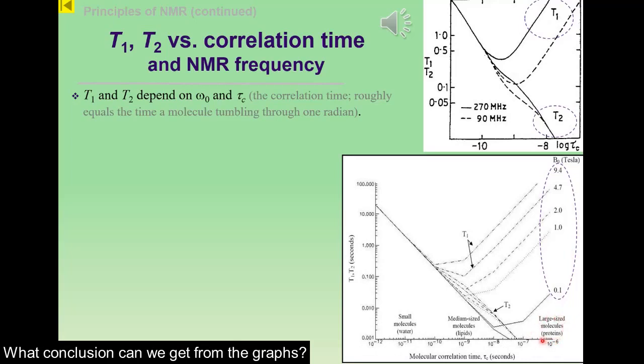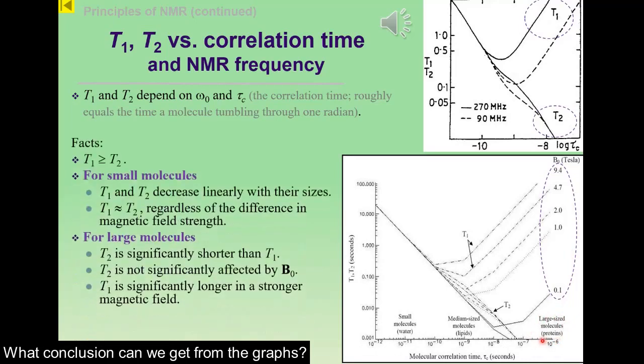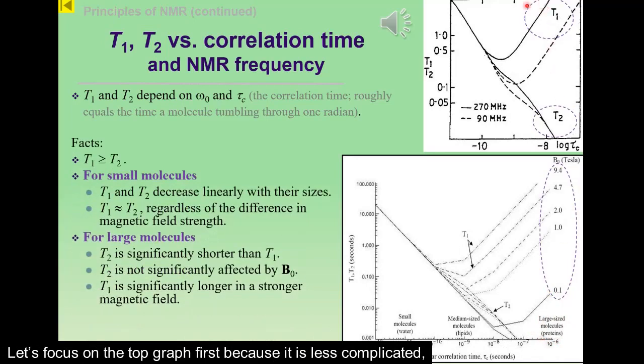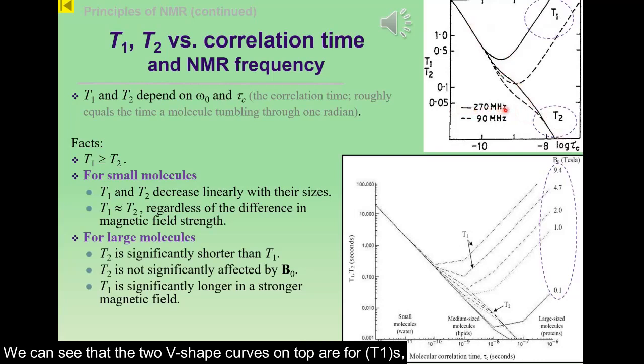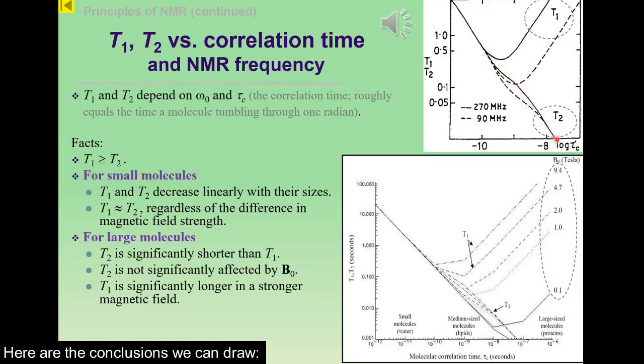What conclusion can we get from the graphs? Let's focus on the top graph first, because it is less complicated, where the solid curves are for a stronger B0. We can see that the two V-shaped curves on top are for T1s, and the two diagonally declined curves are for T2s. Here are the conclusions we can draw.